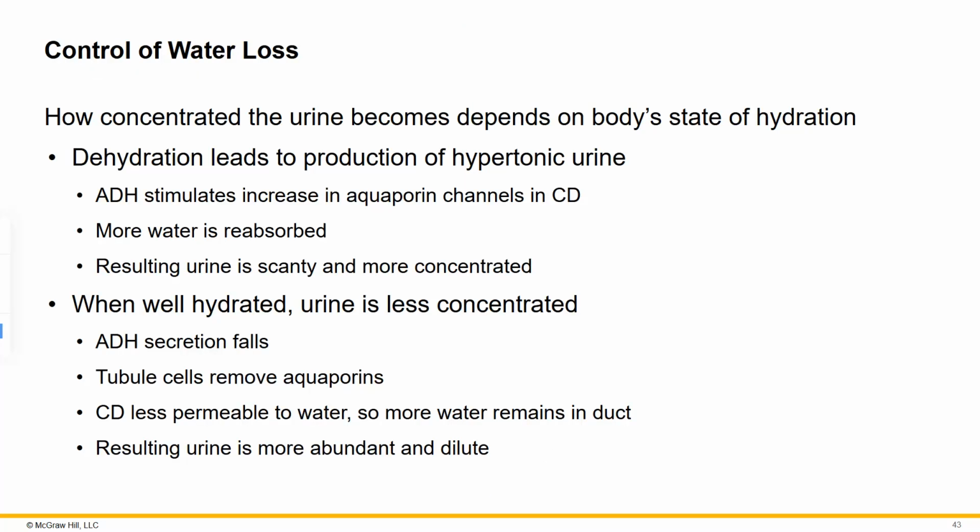The control of water loss. How concentrated the urine becomes depends on the body's state of hydration. Dehydration leads to the production of hypertonic urine. ADH stimulates an increase in aquaporin channels in the collecting duct, and more water is reabsorbed, so the resulting urine is scanty and more concentrated. When well hydrated, urine is less concentrated. ADH secretion falls, tubule cells remove aquaporins, and the collecting duct is less permeable to water, so more water remains in the duct, resulting in urine that is more abundant and dilute.